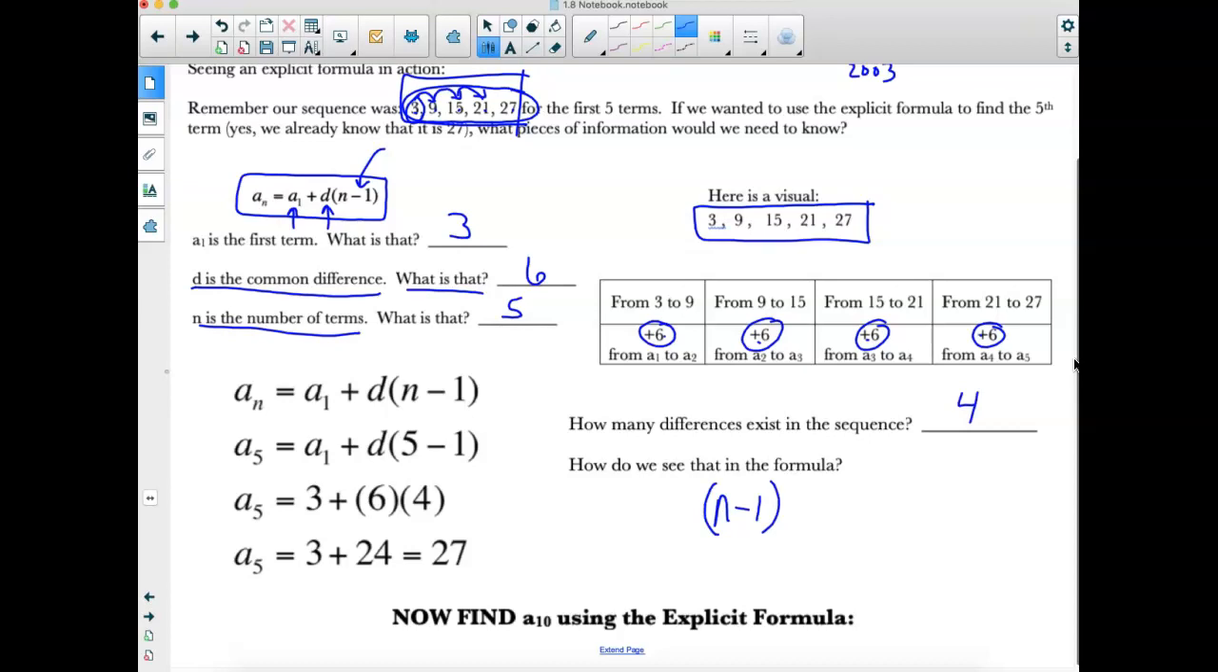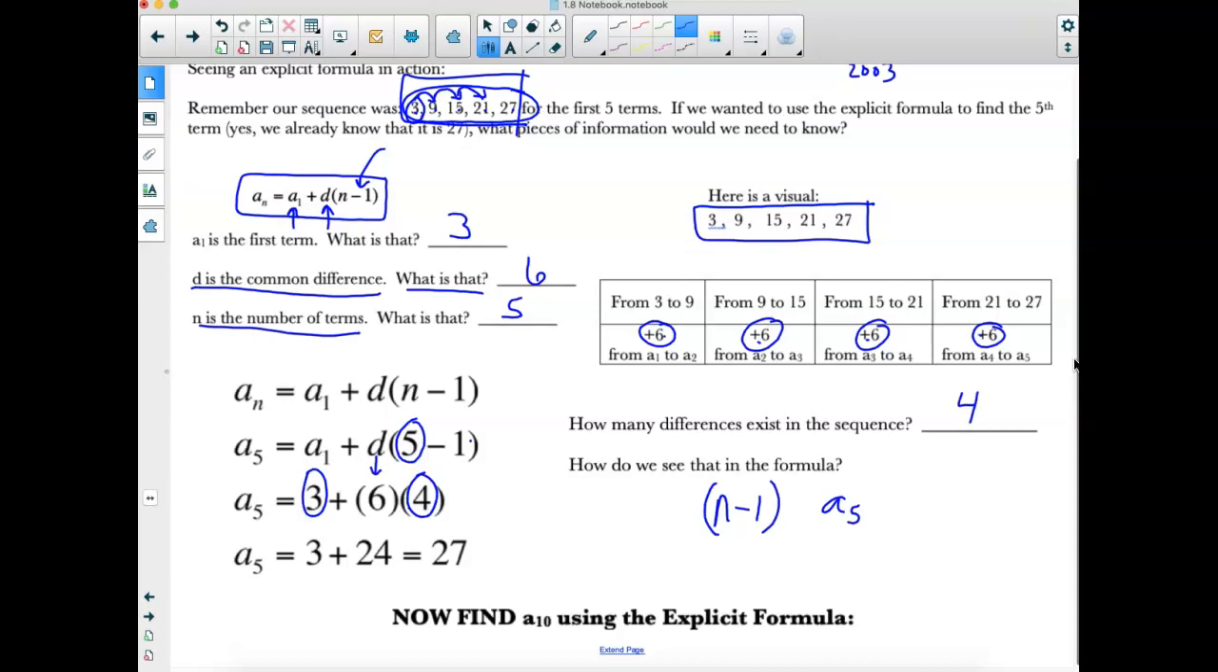What do you mean, Mr. Kruger? Well, if we're looking for a sub 5, my A1 is 3. Here's my common difference of 6. I'm putting 5 in there. 5 minus 1, I used my common difference 4 times.